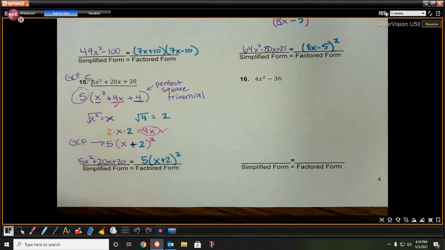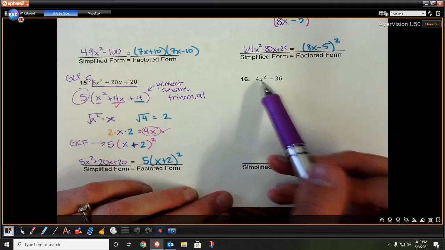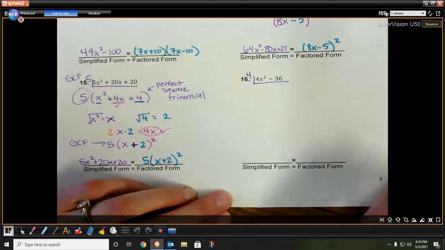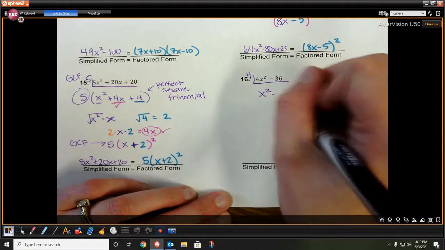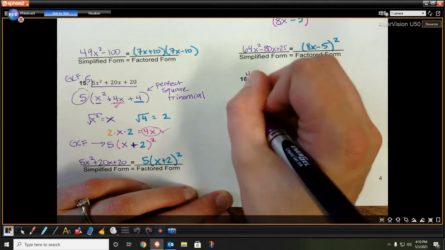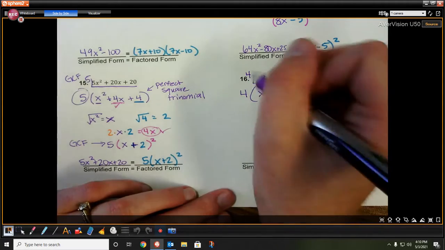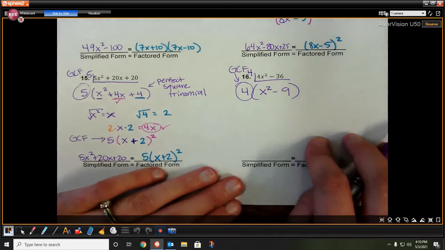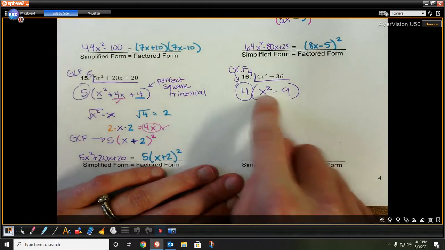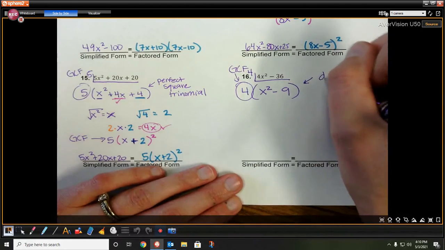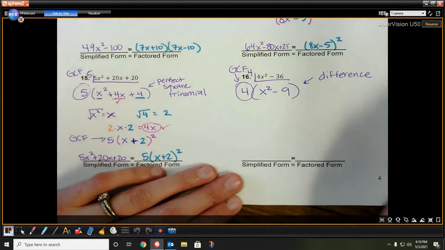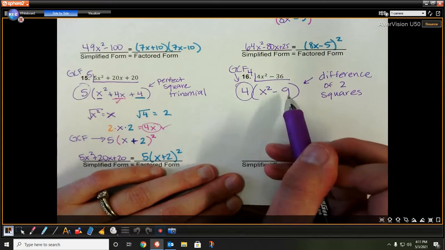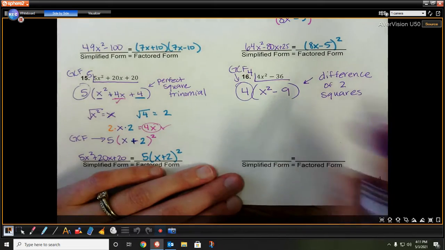So let's check and see if there's a GCF on this guy. So we have 4x squared minus 36. So I'm going to see, is there anything we can take out? Yes, we can take a 4 out. So that just becomes x squared minus 9, right? And so that 4 is right here. So don't forget that that right there is your GCF. On these other ones, there was no GCF, okay? So now we're going to look at this and we say, oh, well, that would just be the difference of 2 squares, because x squared is a perfect square and 9 is a perfect square.